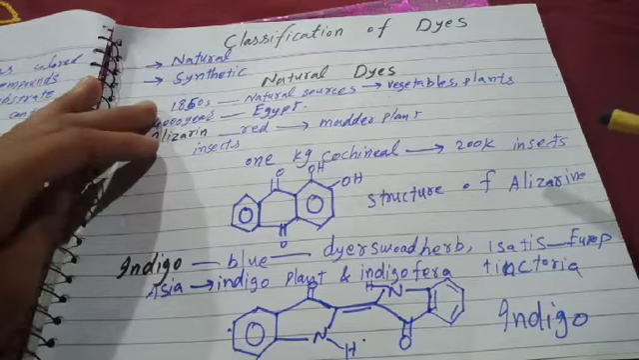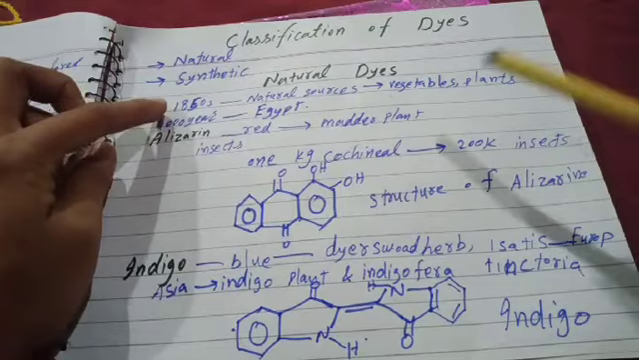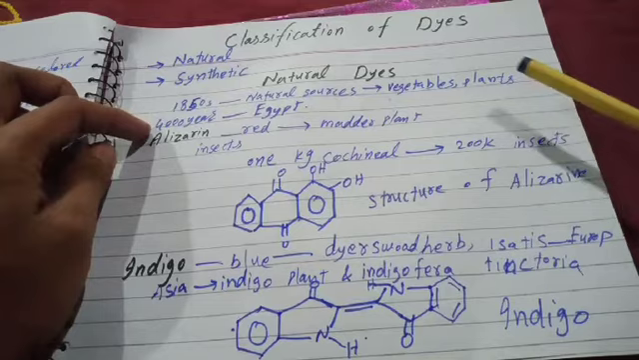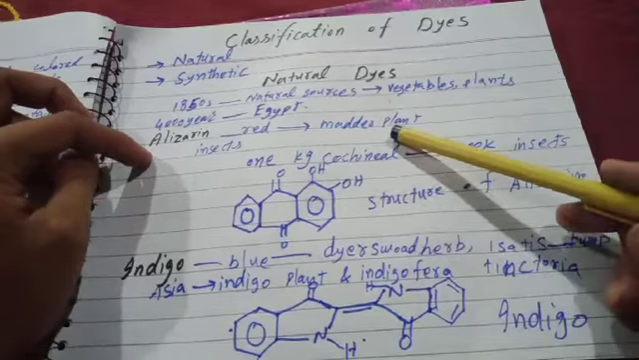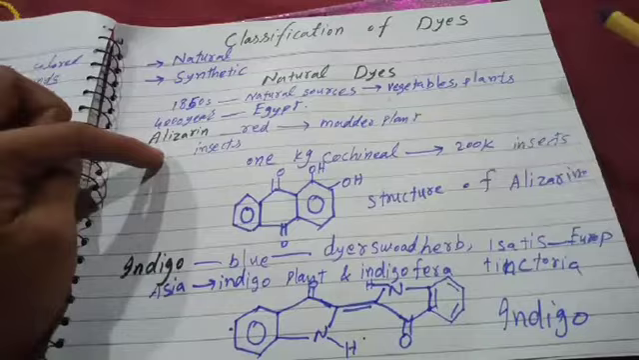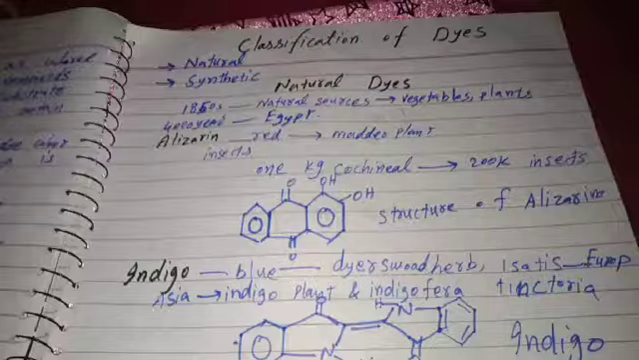Natural dyes. Natural dyes were first used in 1850, obtained from natural sources like vegetables, plants, trees, and insects. In Egypt they were used 400,000 years ago. Lichen dyes and the red dye are obtained from the madder plant. And some dyes are obtained from insects.